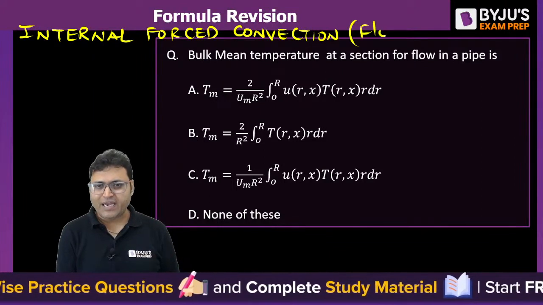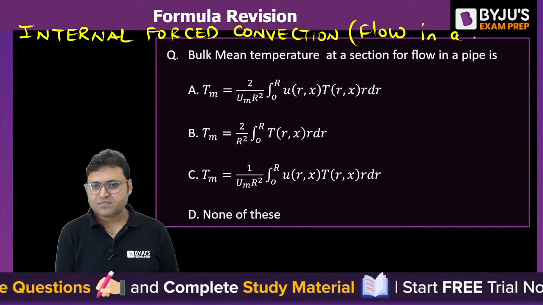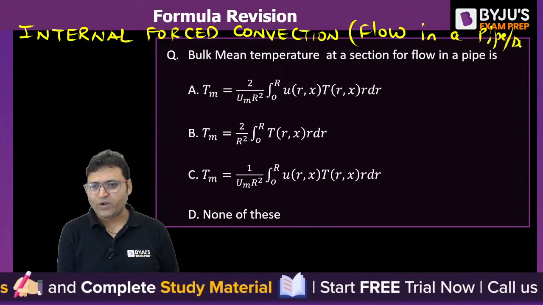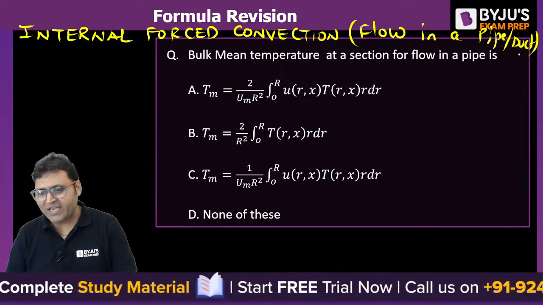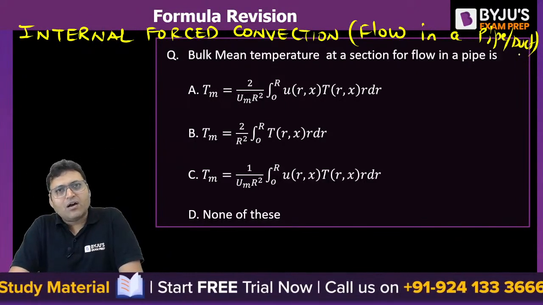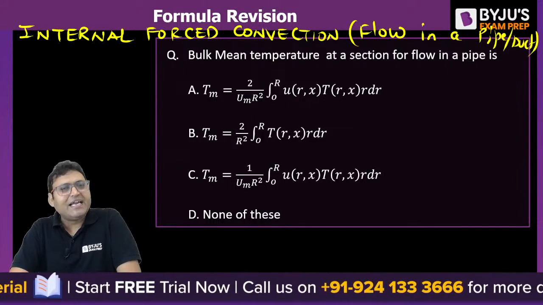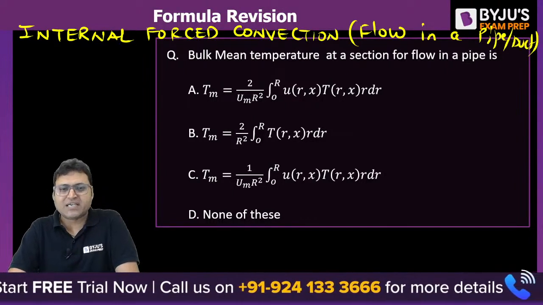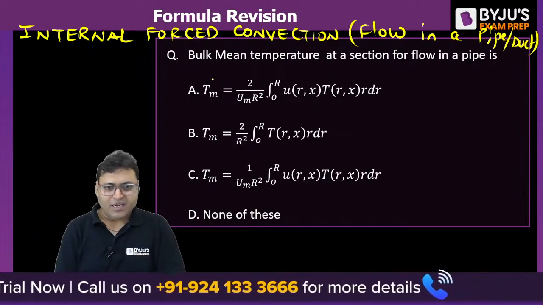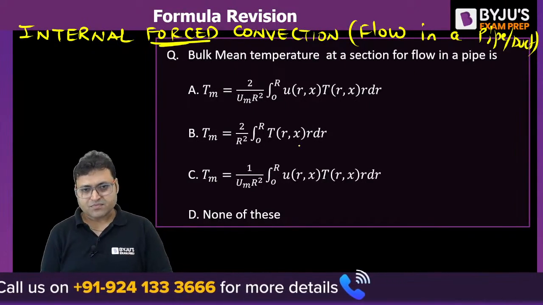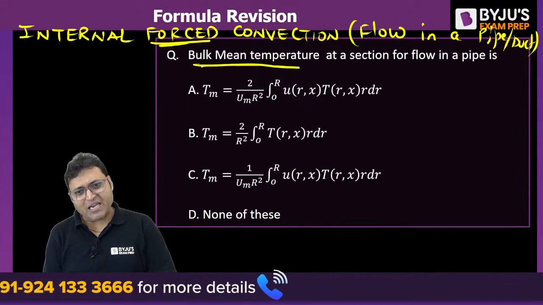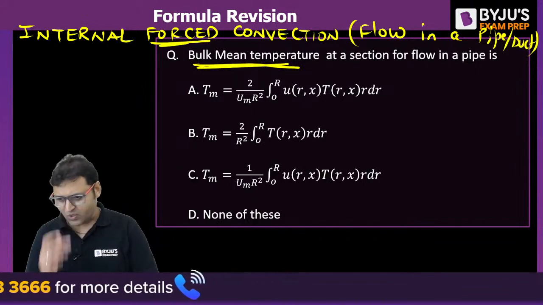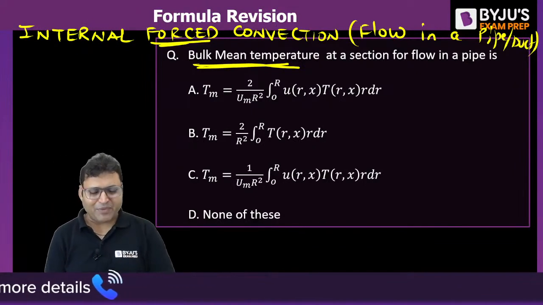That is flow in a pipe or flow in a duct. Whenever the fluid is flowing in a pipe or in a duct, it becomes internal forced convection. So we define the bulk mean temperature. What is the expression for bulk mean temperature?